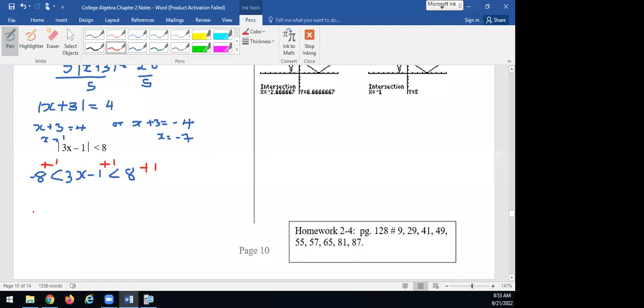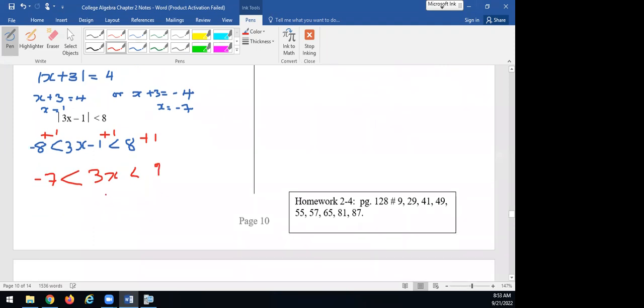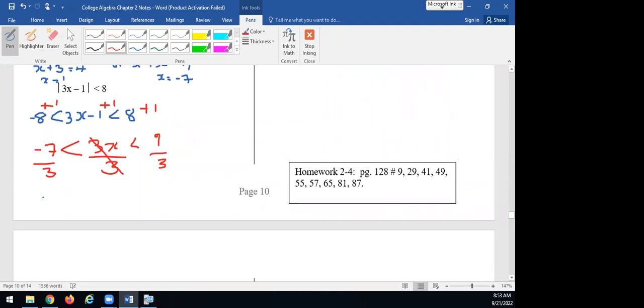What's negative 8 plus 1? Negative 7. Then write back my 3x. 8 plus 1? 9. What do I do now? Divide both sides by 3. Am I going to flip my inequality signs? No, because we're not dividing by a negative. So we're going to have negative 7 over 3 is less than x, which is less than 9 over 3.